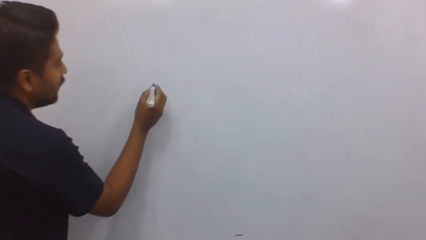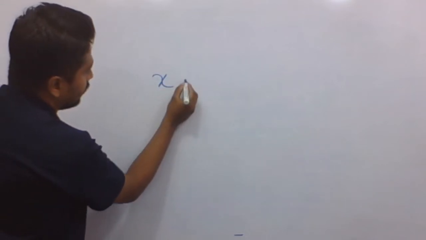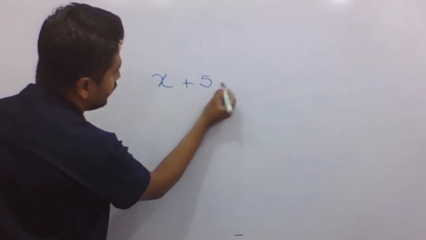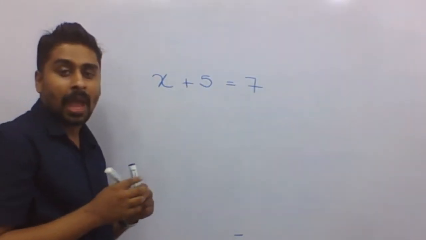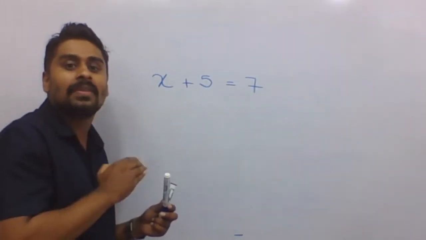Right, next one. So what is it? Here you can see the next question, this one. It is also a very easy one. X plus 5 equals what? 7, right? So I am giving this question to practice the previous one, right?